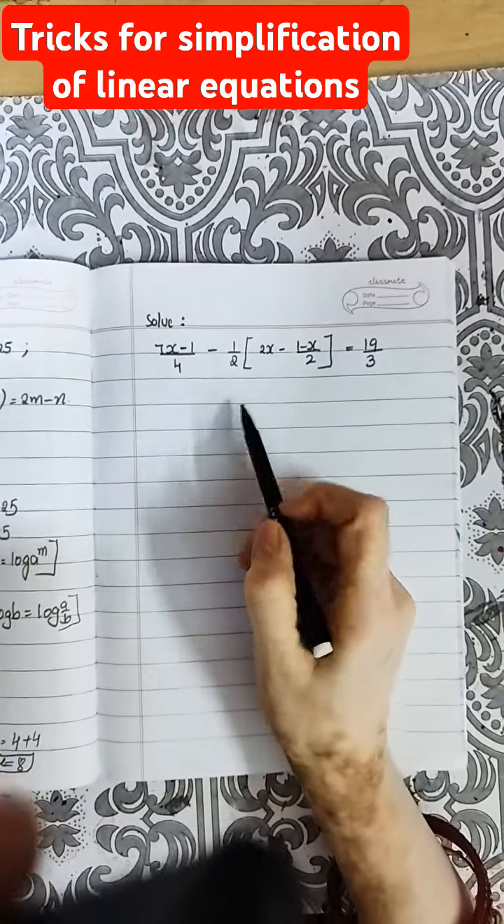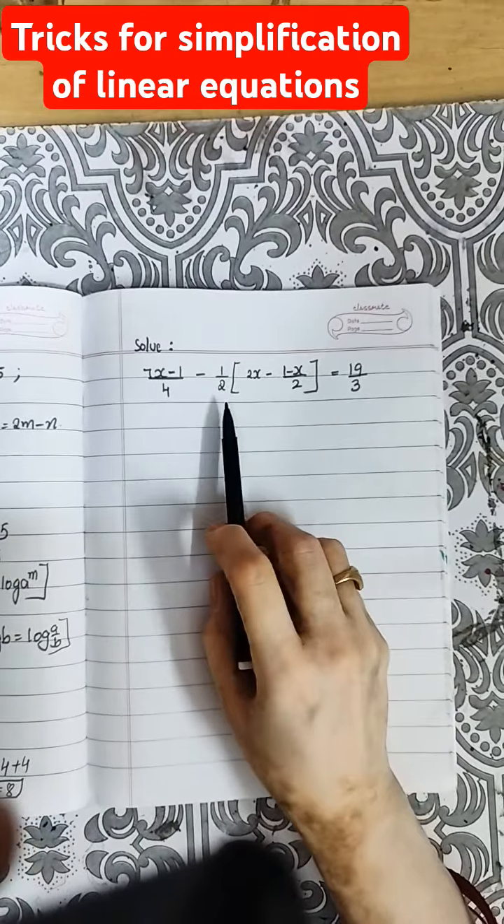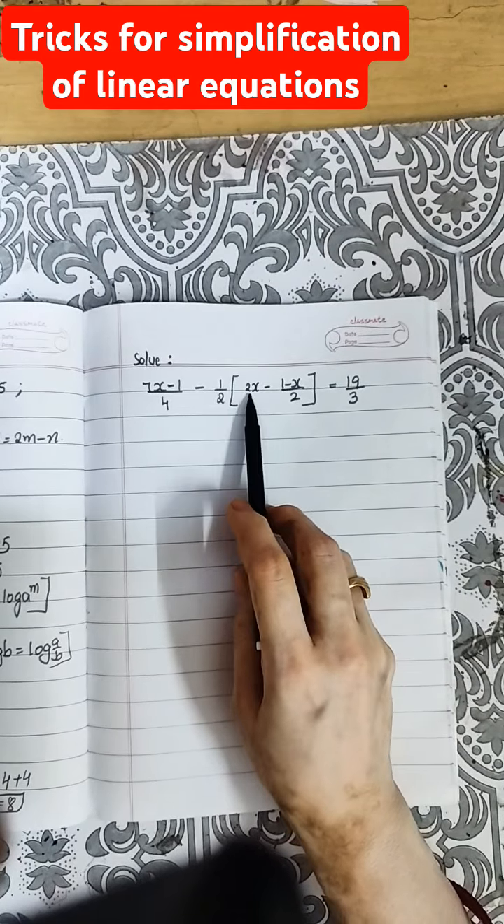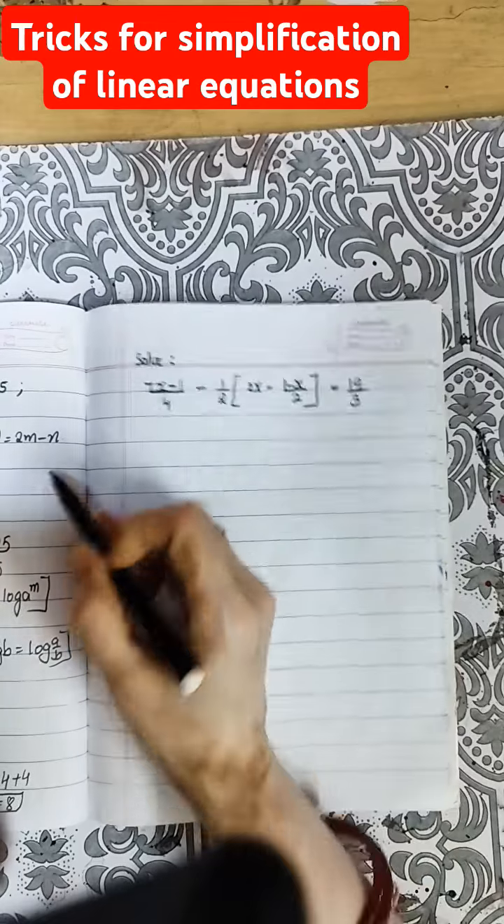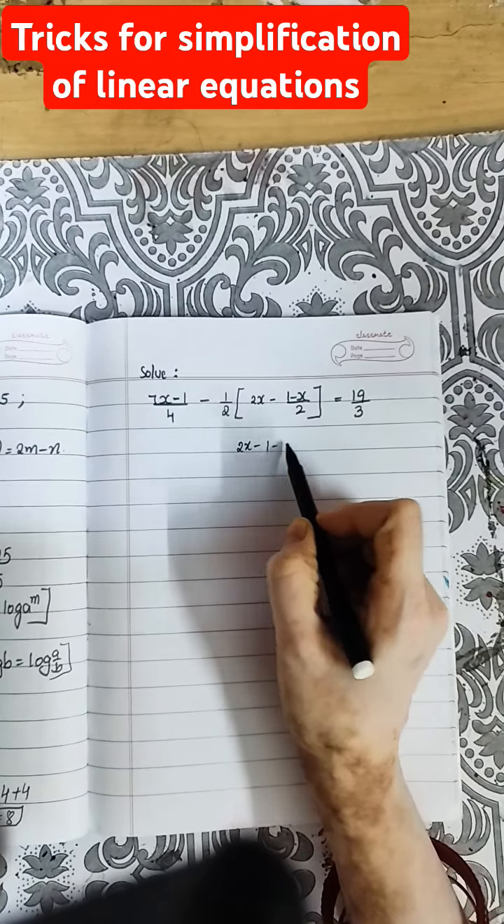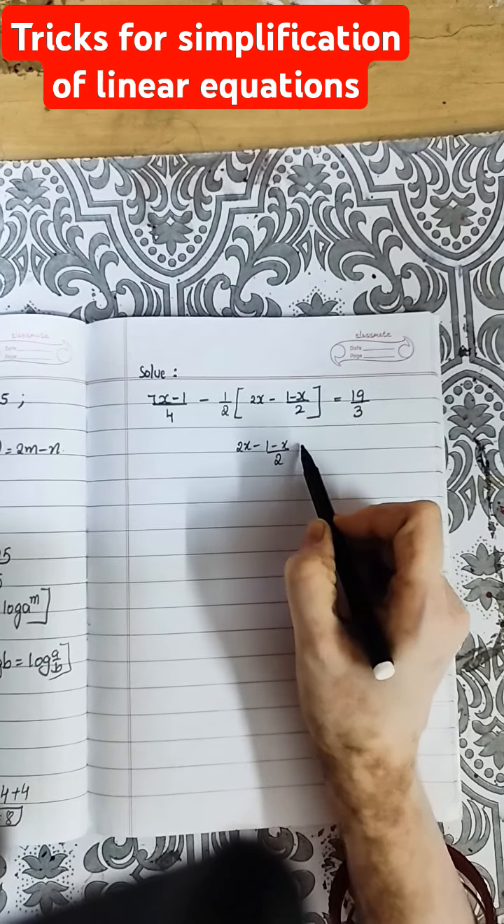Hello everyone, I am explaining how to solve this linear equation question. First you should start by simplifying this inner bracket, 2x minus 1 minus x by 2. If you simplify this one, I'm separately showing how to simplify.